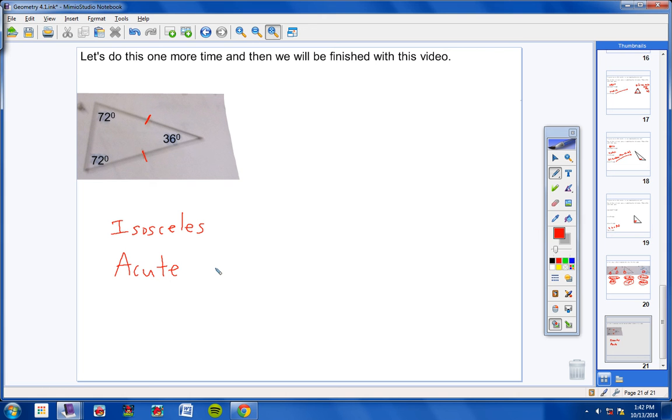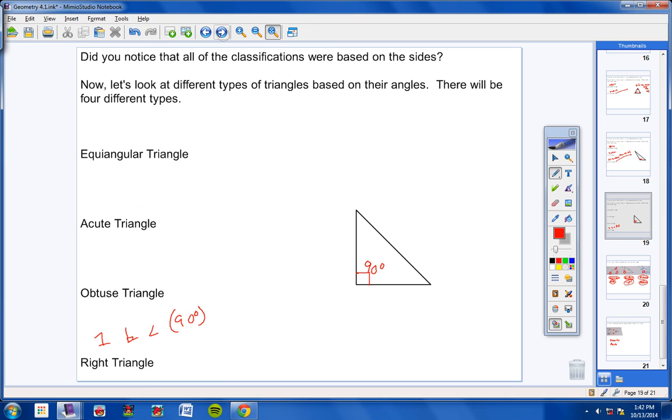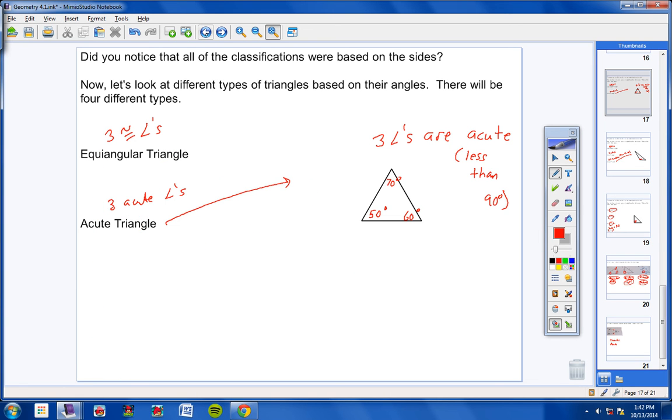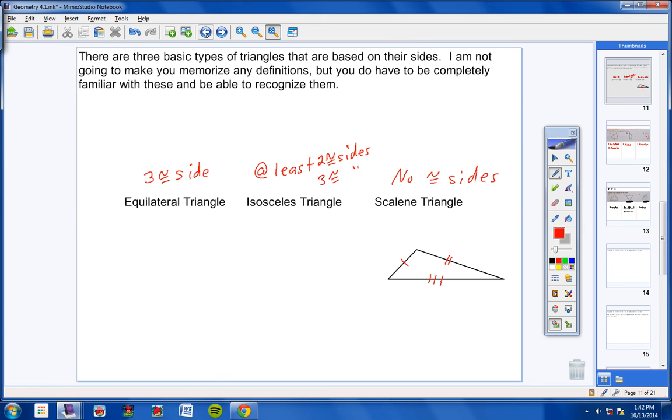An isosceles acute triangle. Students, it is your job to know what an equiangular triangle is, an acute triangle, an obtuse triangle, and a right triangle. It's your job to know. It is also your job to know what an equilateral triangle is, an isosceles triangle, and a scalene triangle, okay?